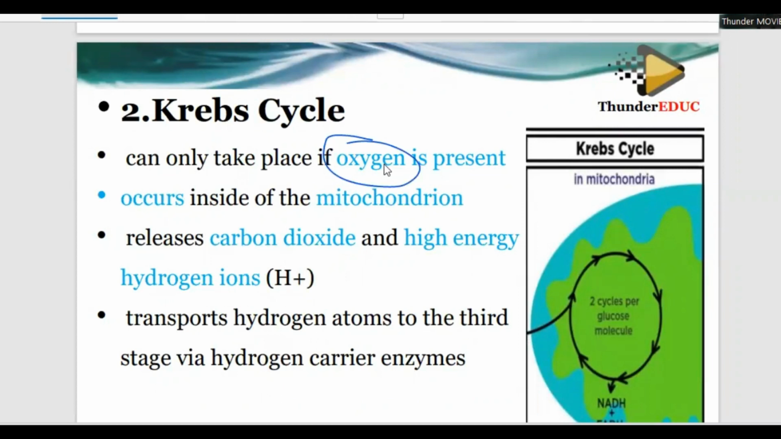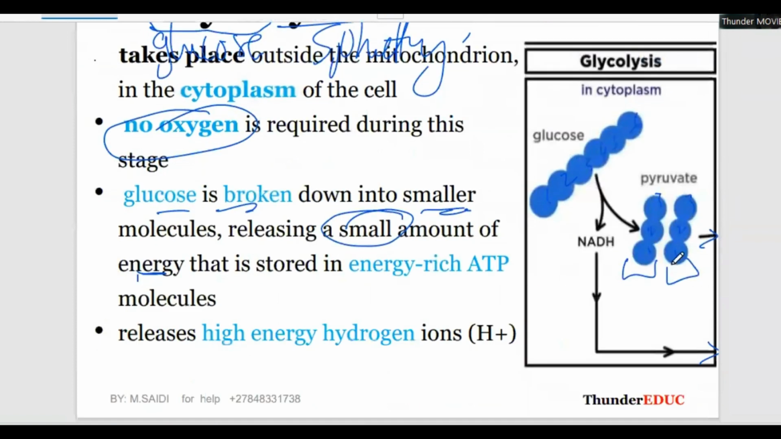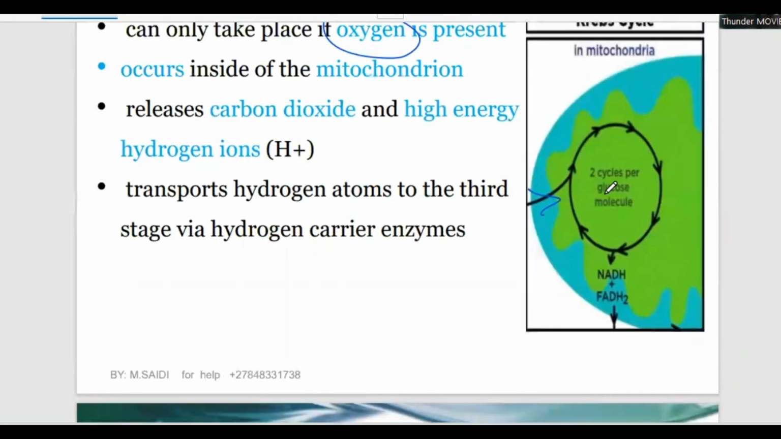So it means that in the other one less energy is released, but during these two phases we produce a large amount of ATP. So over 30 ATPs are being produced, 36. So here we are saying that this occurs inside the mitochondrion, and it releases carbon dioxide. Now the pyruvate enters here. Don't forget, here is the pyruvate which comes in.